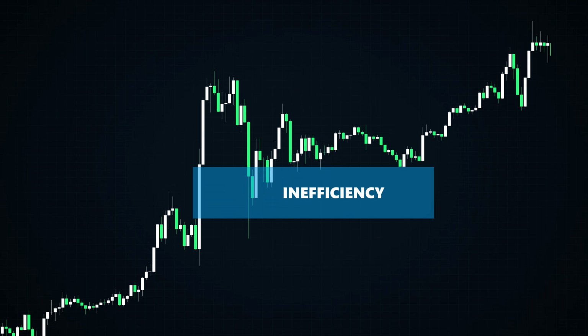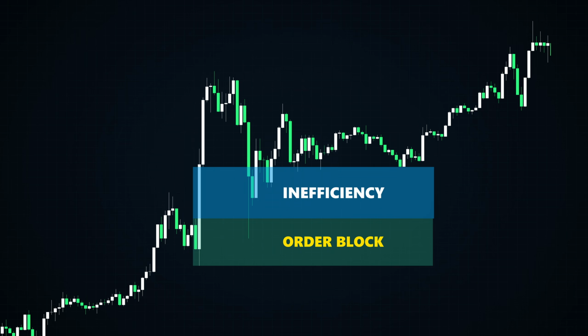But here's what you should do. Step back and mark the last bearish candle before a strong bullish move, or the last bullish candle before a sharp drop. This is a potential order block, a level where institutions likely place their orders. But before you dive in, ask yourself, has the price already returned to this level?